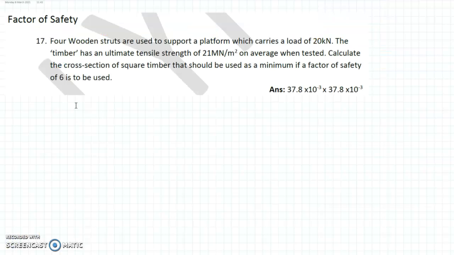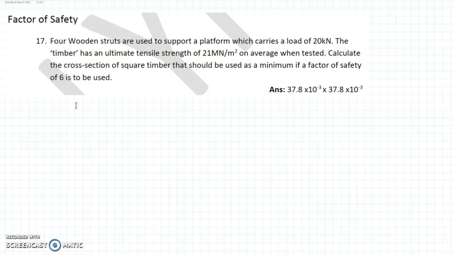Right, question 17. Four wooden struts are used to support a platform which carries a load of 20,000 newtons. The timber has an ultimate tensile strength of 21 meganewtons per metre squared on average when tested. Calculate the cross section of the square timber that should be used as a minimum if a factor of safety of 6 is to be used.